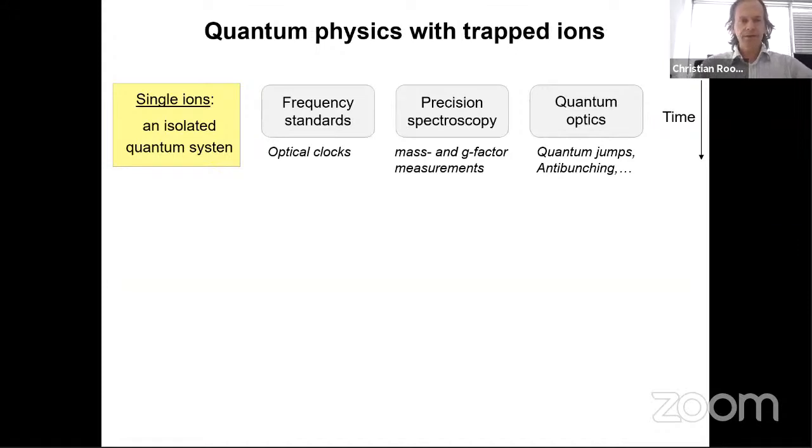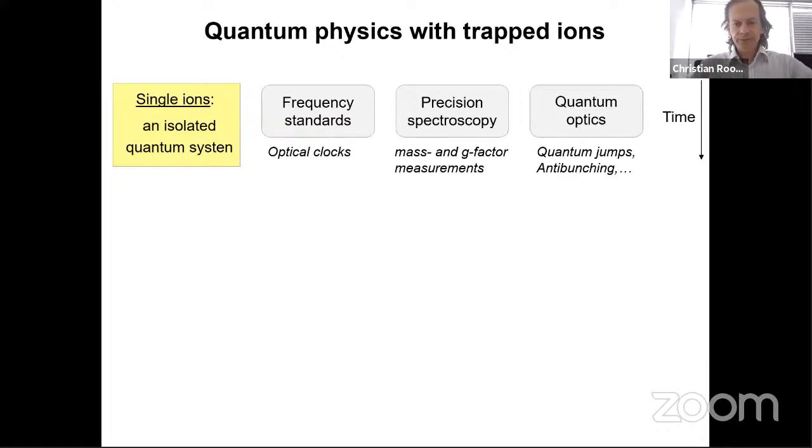In the beginning, this research focused on experiments with single ions and efforts to turn these ions into an extremely well isolated quantum system that can be controlled and then used for a couple of applications, such as frequency standards, where you can think of single ion optical clocks, or for precision spectroscopy, for example, in Penning traps, with precision measurements of the mass of trapped particles or of the g factor, but also in quantum optics, where trapped ions have proved a very nice model system for studying topics such as quantum jumps or anti-bunching of light emitted by ions and so on.